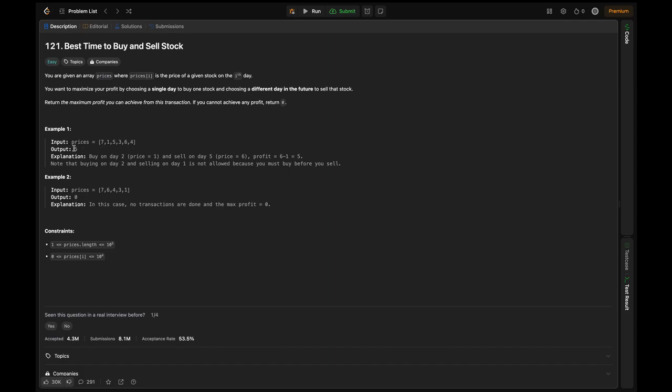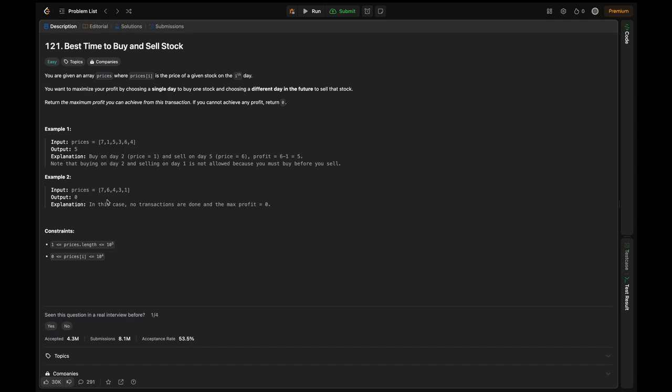So this is the example given, where this has the prices and here the output is 5. So that's the maximum profit we can get. Buying on day 2, the price is 1, and selling on day 5, the price is 6. So the profit we can make is 5. That's the maximum profit we can get out of this.